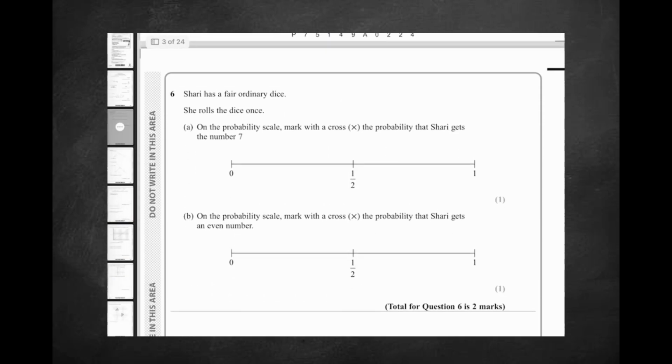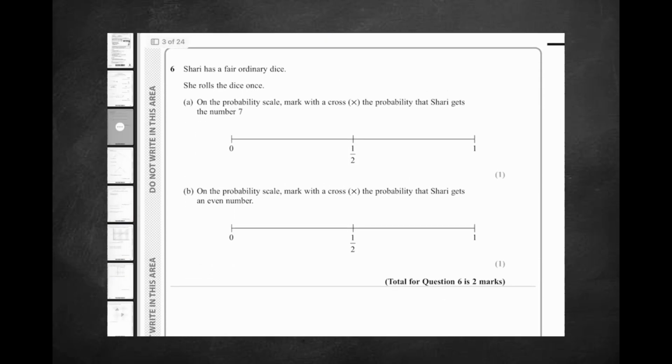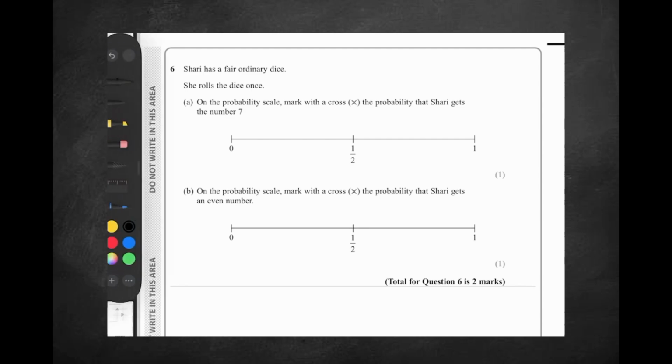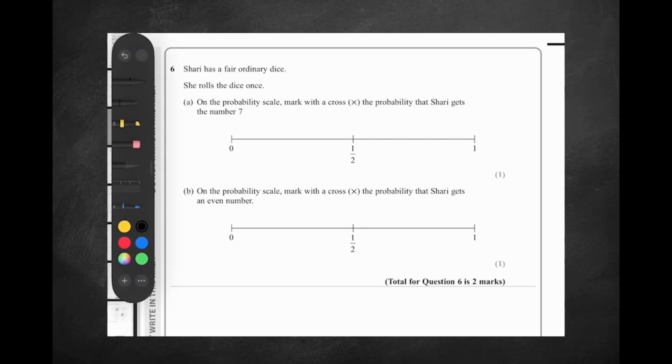On to question 6. Shari has a fair ordinary die. She rolls the dice once. On the probability scale, mark with a cross the probability that Shari gets the number 7. Well, you can't get the number 7 on an ordinary dice, so the probability is going to be 0.